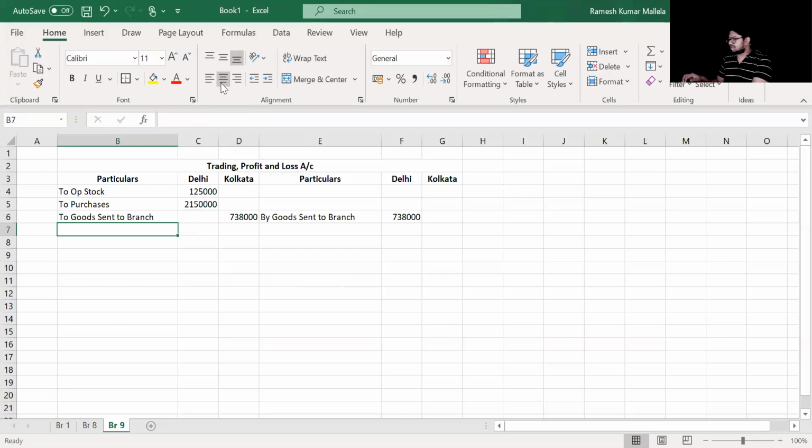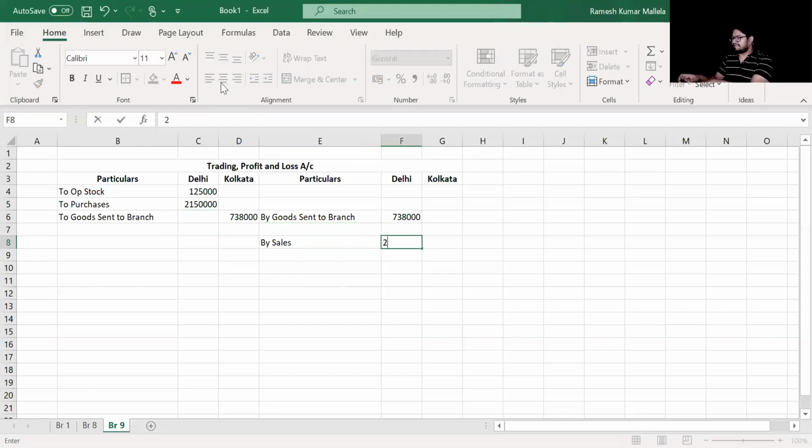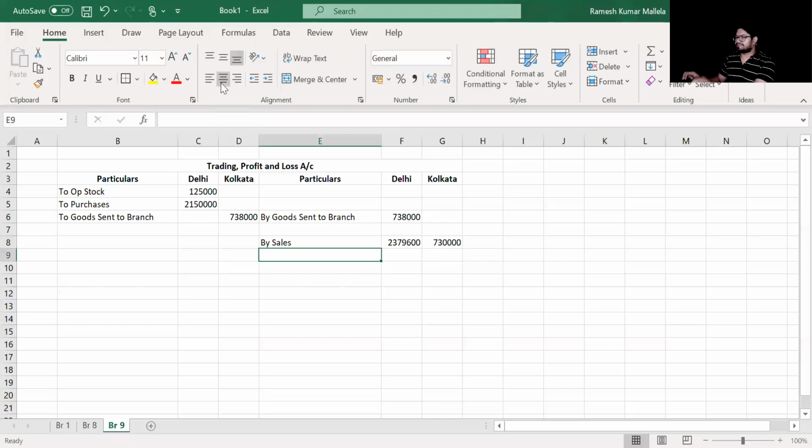Clear? So apart from this, what has happened? There are some sales made by head office and branch. So let us take those sales directly. By sales, it is 23 lakh 79,600 made by head office, and branch made 7,30,000 of sales. Okay. So broadly, these are the items which he has given to you.